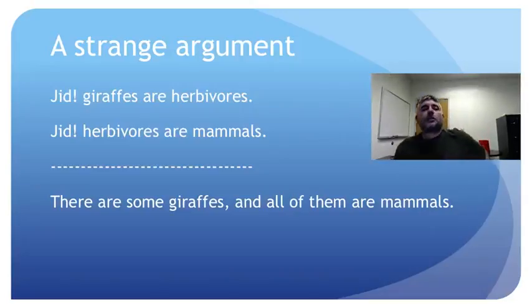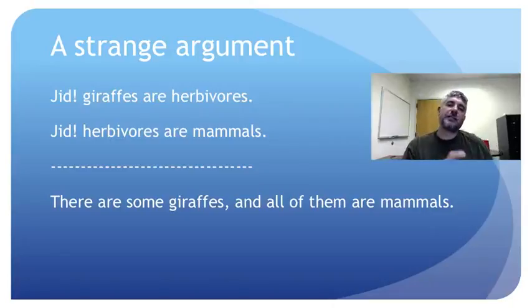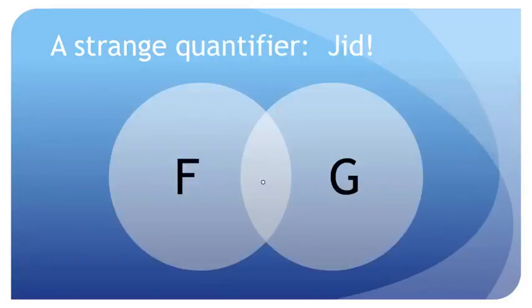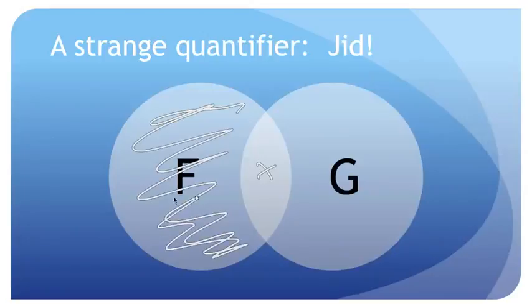Okay, so we just figured out that this argument is valid. And we figured it out even though our only understanding of JID was from the Venn diagram that we constructed. Now, I have another question. Given this Venn diagram, how would you translate JID into English?